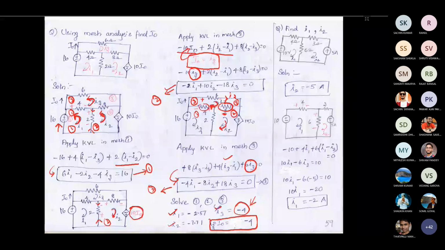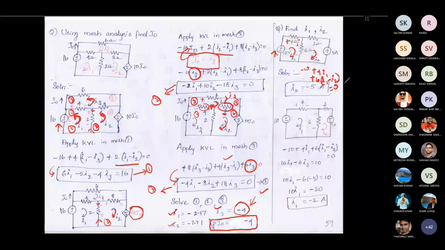So let us see one more problem. It is also a simple problem. Here we have to apply mesh analysis. As usual, you can apply it for this loop. For this loop, the current is entering the negative polarity, so you will get minus 10. Then plus 4 into I1, plus 6 into I1 minus I2, is equal to 0. This is one equation that is given here.